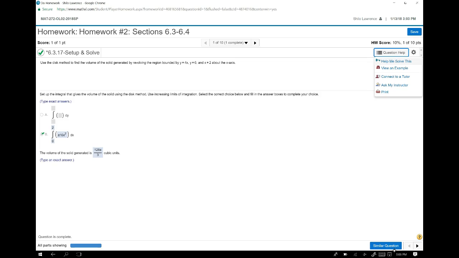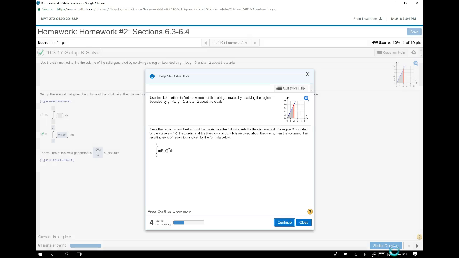One of the drawbacks with the help me solve this button is that once you close the window that the help me solve this pops up in, it's going to change your problem. So only use help me solve this as an absolute last resort because you have no clue how to do this. Or if you're on your third attempt and you still have no clue what to do. So help me solve this.